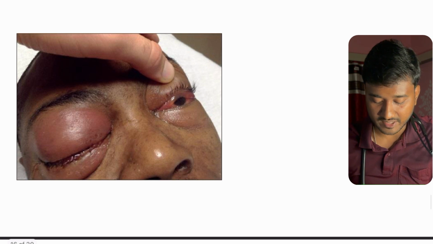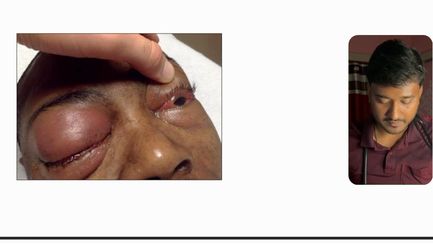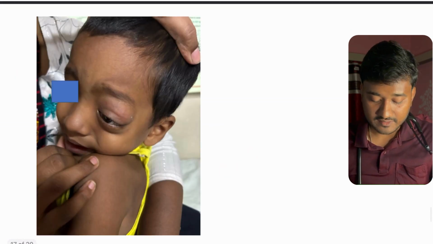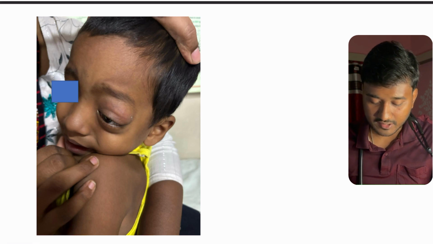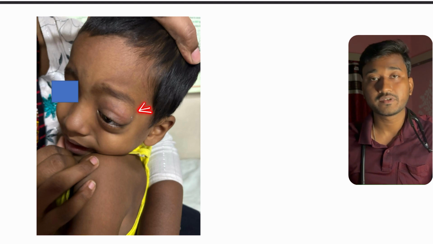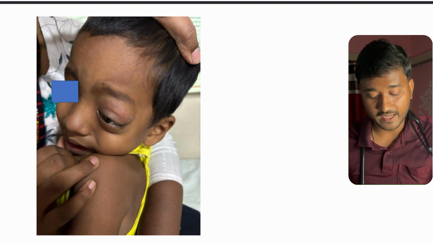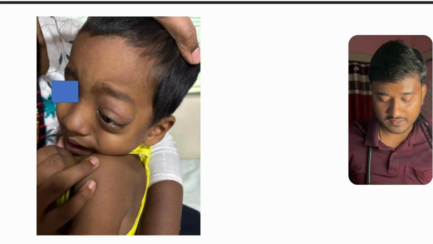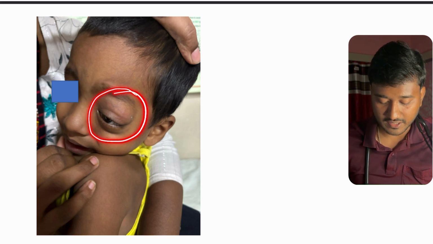This is another photo, septic, totally septic. There is another child. This child was admitted in our hospital. This child has a history of insect bite 7 days back in the left eye, and there is inflammation. You can see there is orbital cellulitis.